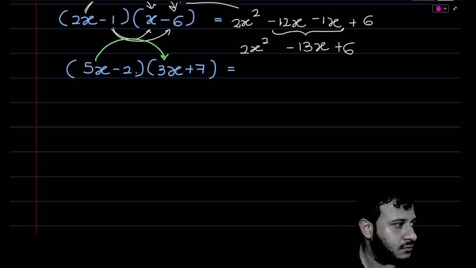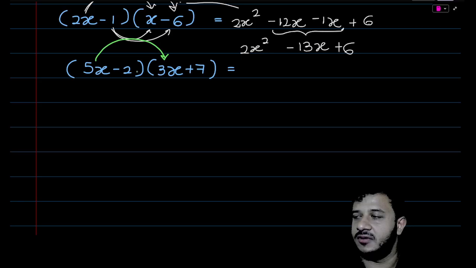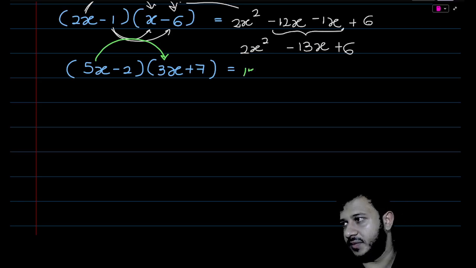15x squared minus 20x... I think maybe have a look at 29x again. Have a look at it again and tell me the final answer. Let me write down the first explanation.